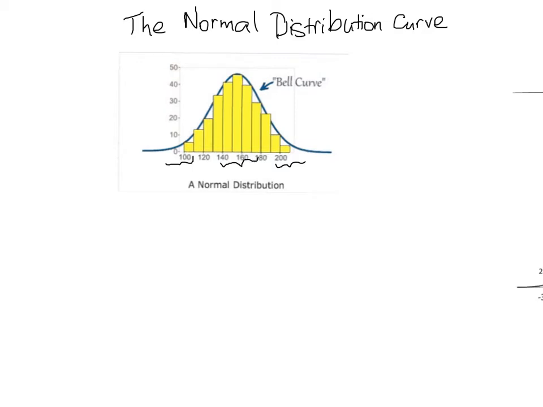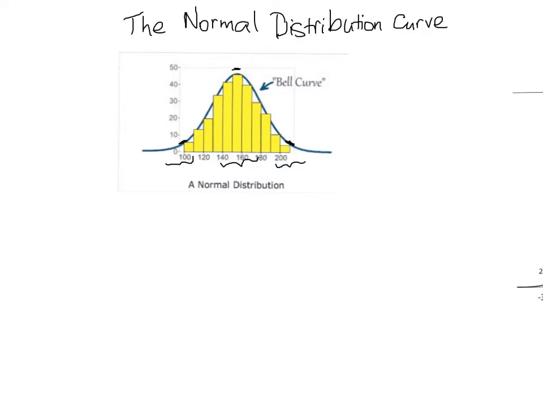Most women would be around the average weight, maybe between 130 and 170 pounds. There would be way more women in that weight range. So that's why it goes up higher here, but the bars are very low at the ends.